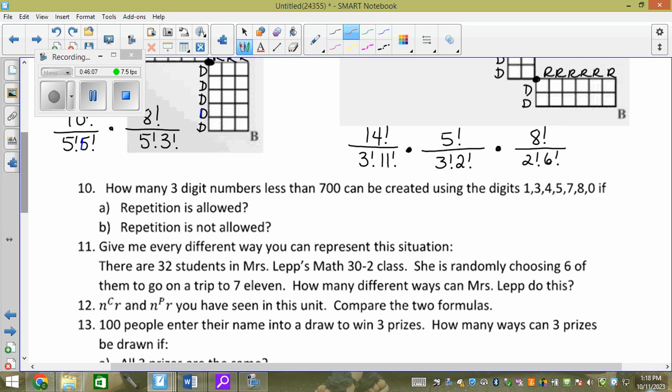10 says how many 3-digit numbers less than 700 can be used creating that? Less than 700 means the first digit needs to be less than a 7, correct? Repetition is allowed. So my first option would only be 1, 3, 4, 5, which is 4 options. Do I need to box and hold when repetition is allowed? No. How many letters do I have for the next 2? 7. So it should be 196.